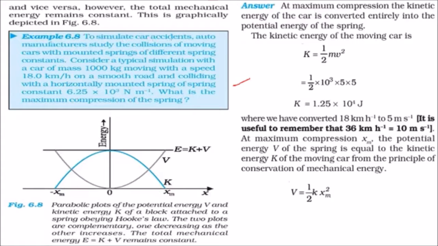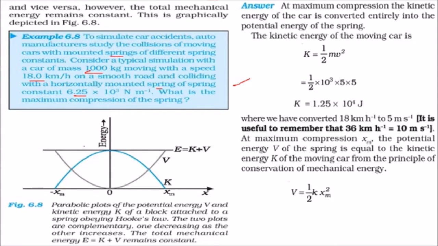To simulate car accidents, auto manufacturers study the collision of moving cars with mounted springs of different spring constant k. Consider a typical simulation with a car of mass 1000 kg moving with this speed on a smooth road and colliding with a horizontally mounted spring of spring constant k, that is 6.25 into 10 to the power 3. What is the maximum compression of the spring?